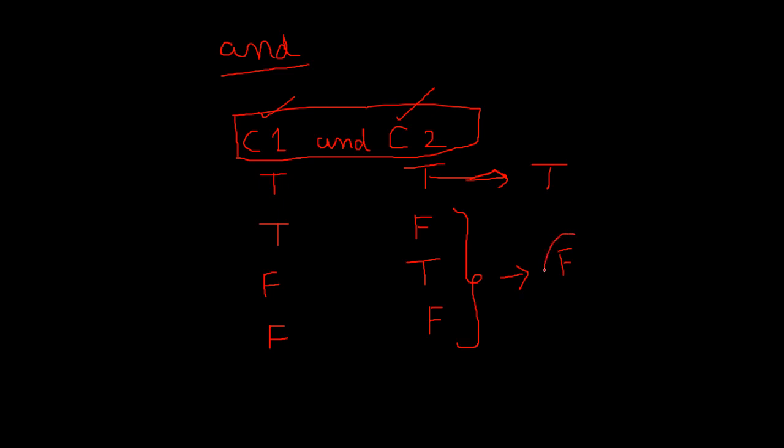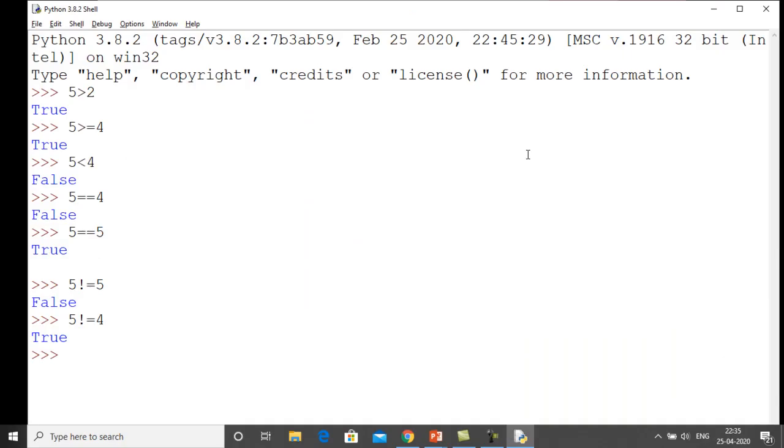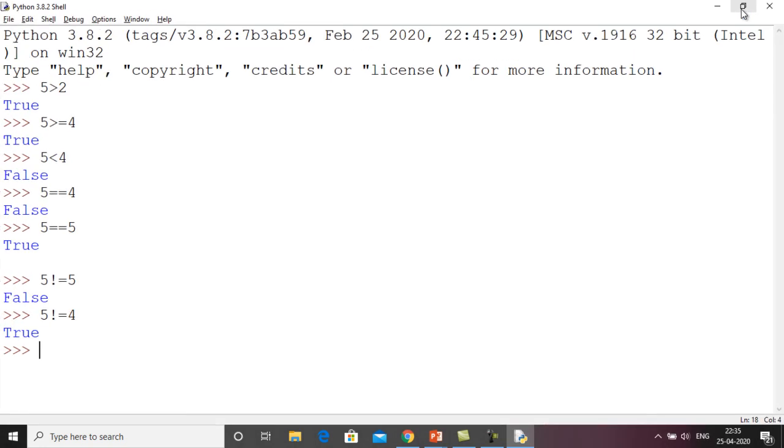Okay, so it means that when you are using the AND operator, you have to be careful that AND is used only in those situations where you have to perform the work if and only if all the given conditions are true. If you have to perform the work if and only if all the given conditions are true, then only you will use the AND operator. So the AND operator will give a true result only if all the conditions given are true. Okay, so let me show you practically also how this is going to work.